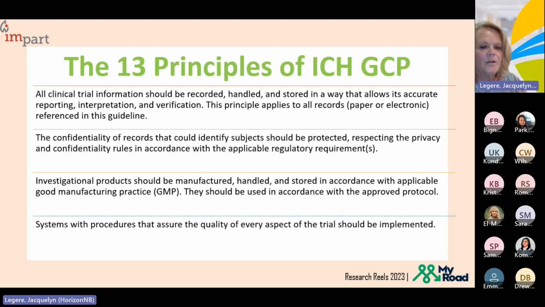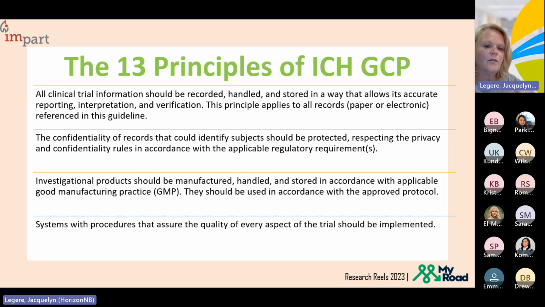The confidentiality of records that could identify subjects should be protected. So, that's the process of informed consent. That's a process of de-identifying information when you collect it. All the data management that you put around data collection ensures that the data is secure and that you're protecting the confidentiality and the privacy of your research participants.